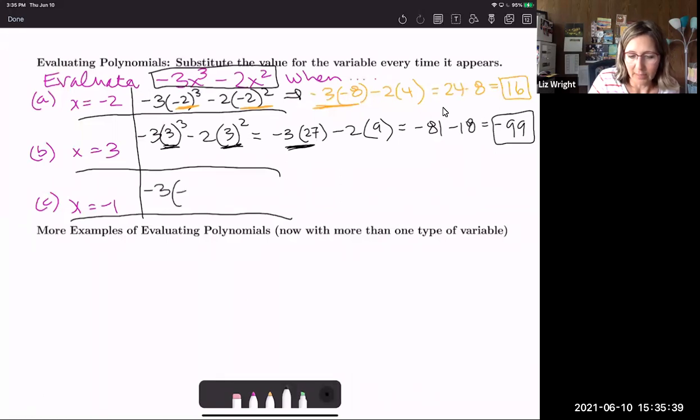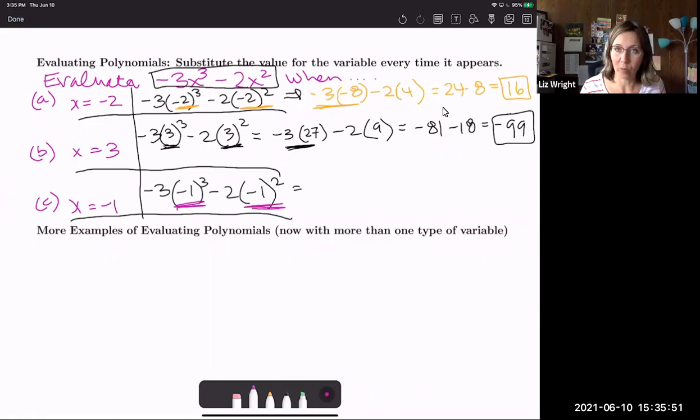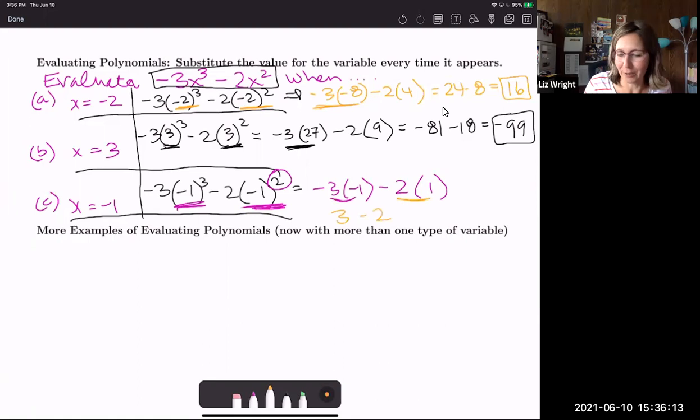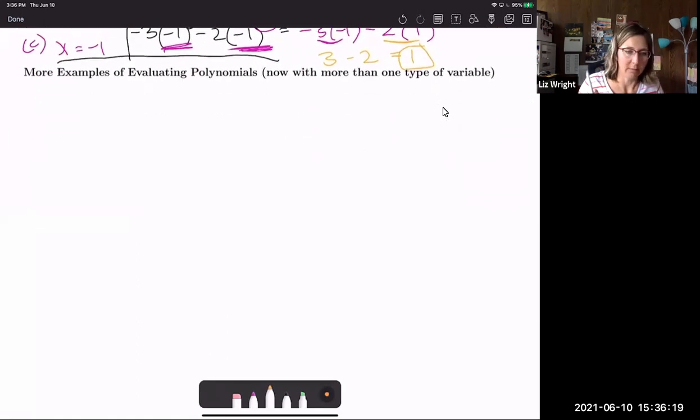So we've got -3 times the -1 cubed minus 2 times the -1 squared. I'm going to do this part first, this -1 cubed and this -1 squared. -1 cubed, that's -1 times -1 times -1. That's going to give us a -1. So we're going to have -3 times the -1. -1 raised to an even power is going to give me a +1. So be careful with your negatives here. Negative times a negative is going to give me a positive. So that gives me +3. Negative times the positive gives me a negative. So I get 3 minus 2, which is going to give me 1. And there's your answer.